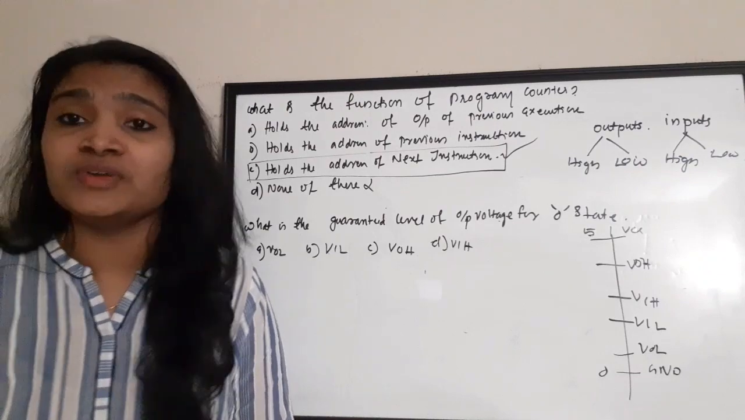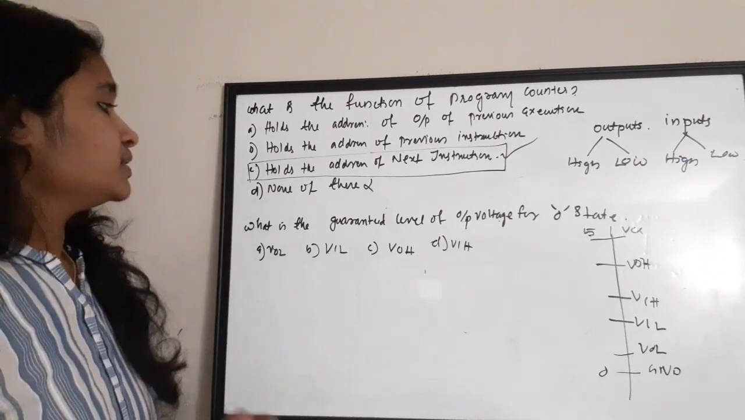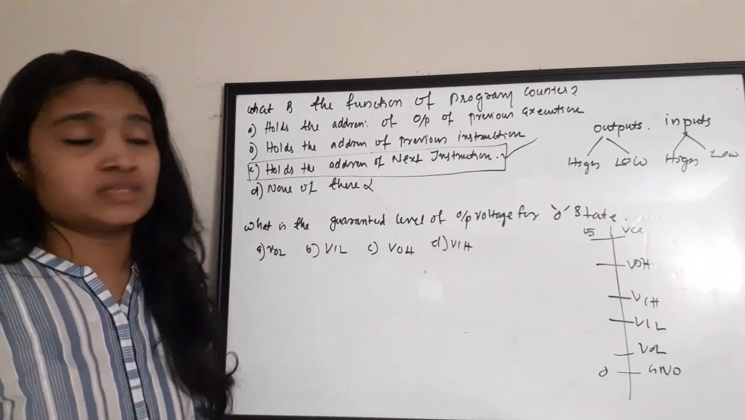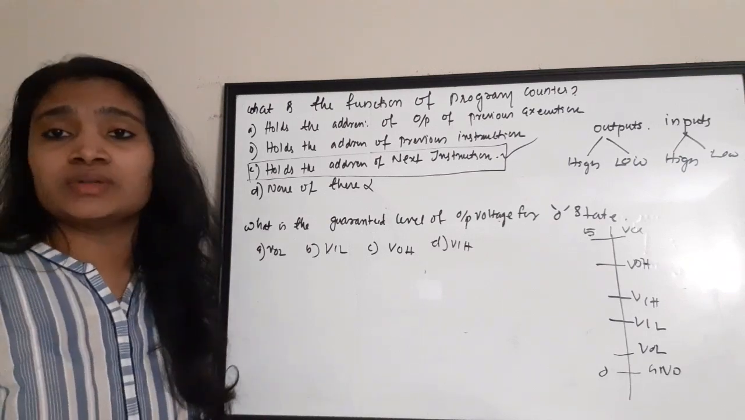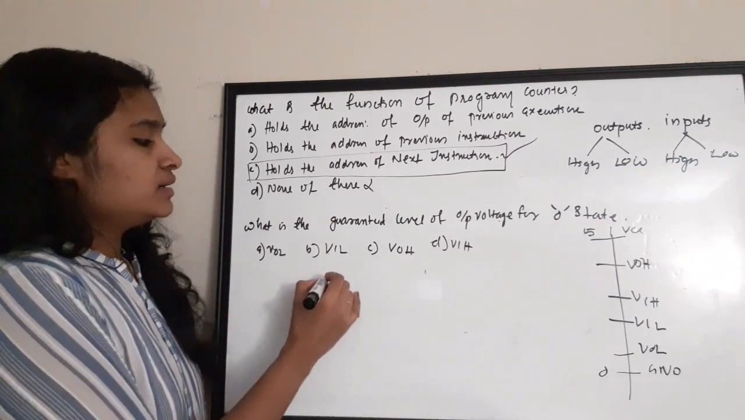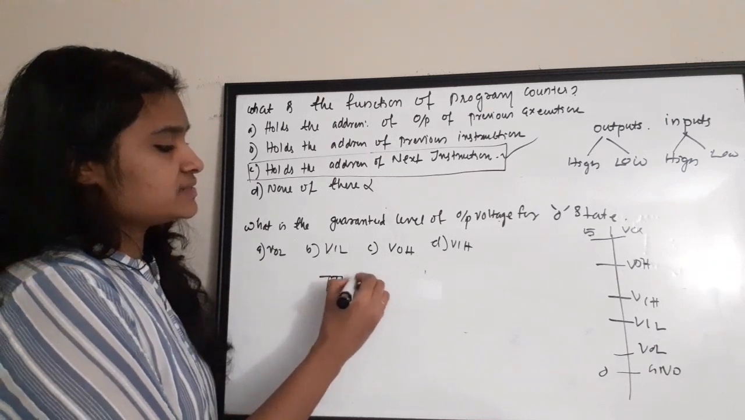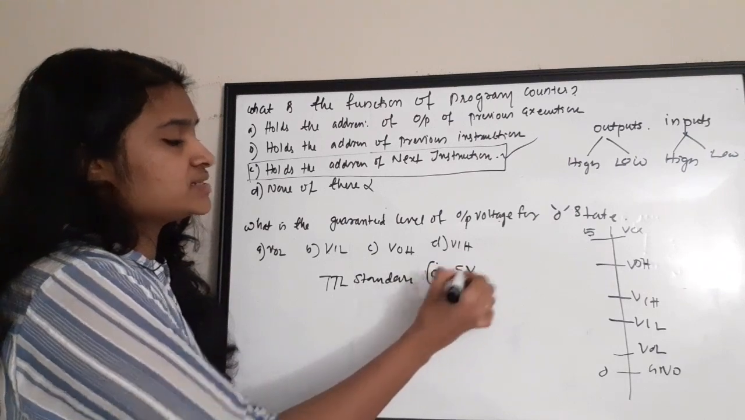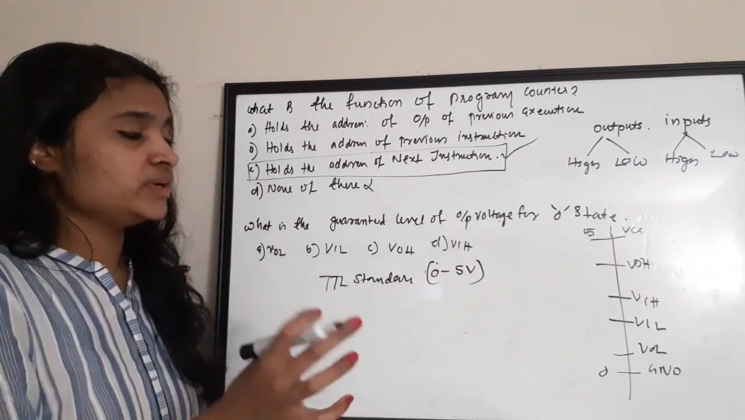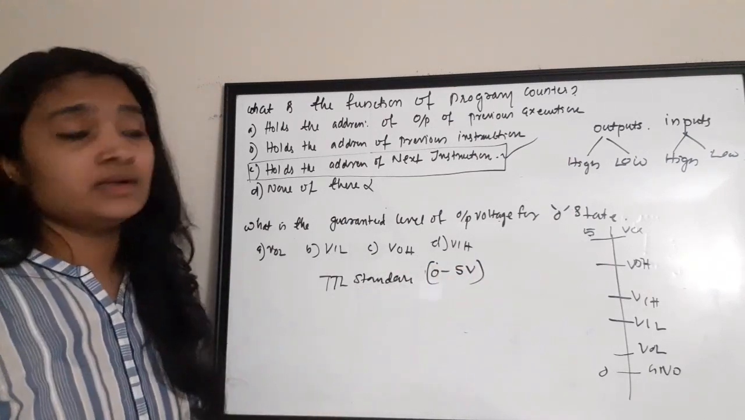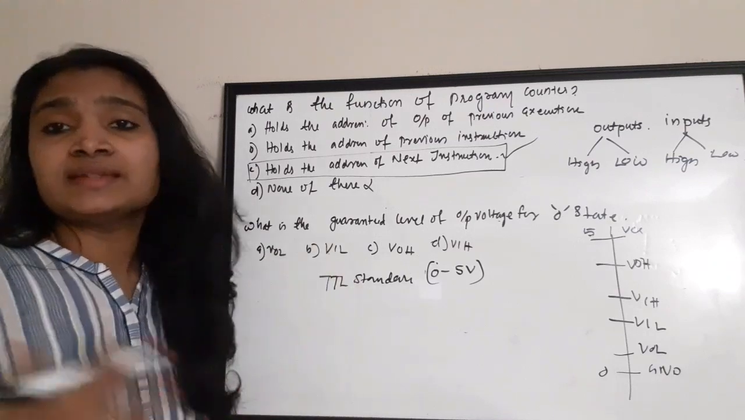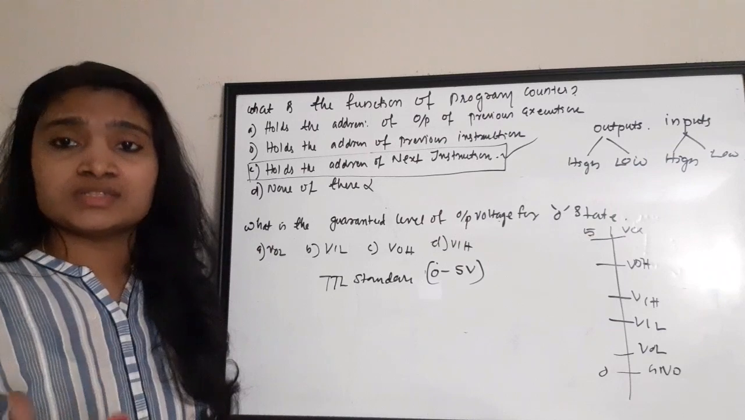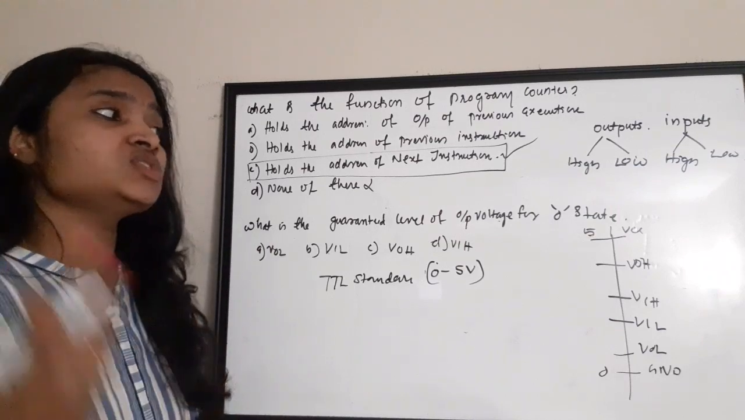The next question that we are going to discuss is this. What is the guaranteed level of output voltage for a zero state? So we are going to talk about the TTL here, the TTL standard for 0 to 5 volts. We are considering the TTL voltage of 0 to 5 volt standard, and there are various levels for the TTL logic. So we are going to discuss the various TTL logic levels or voltage levels.